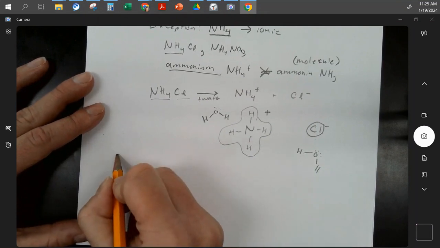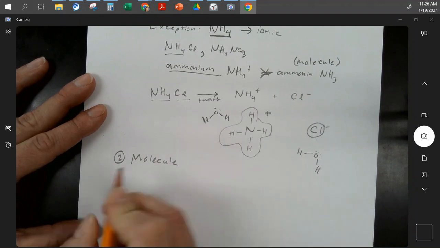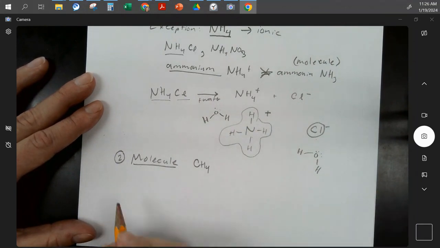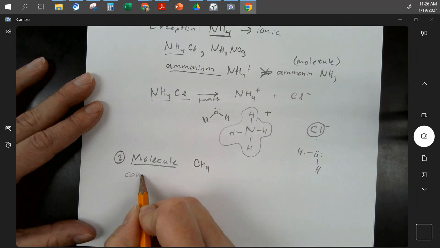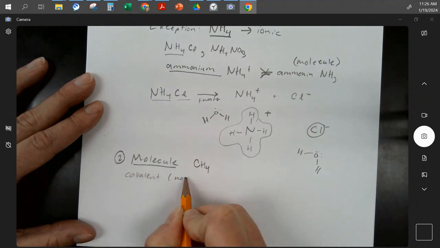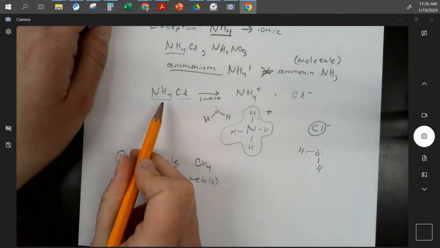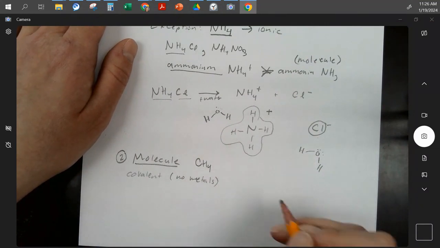The second thing we can look for is just something that's a molecule. So don't pick water. Is there anyone who has a favorite molecule that's maybe a simple molecule? Methane. Okay, so what if we have CH4 and we bubble that through our water? This one we know is a molecule. It's covalent because there are no metals. And we talked about our exception with ammonium. No metals.